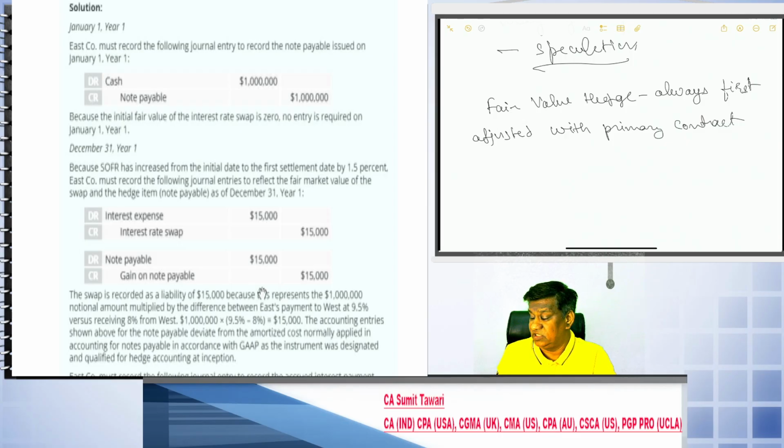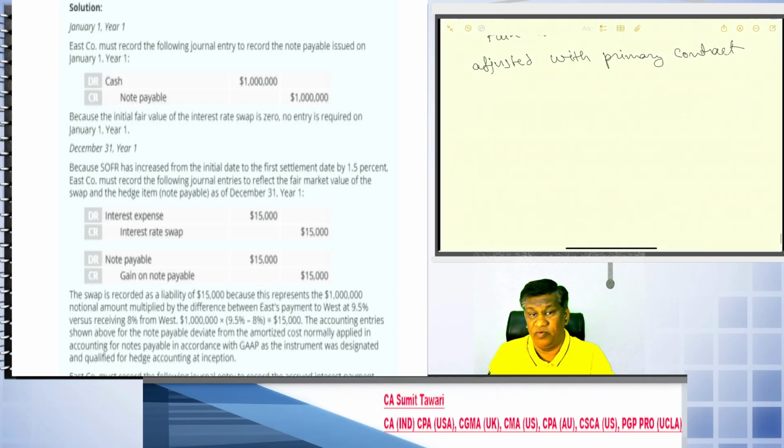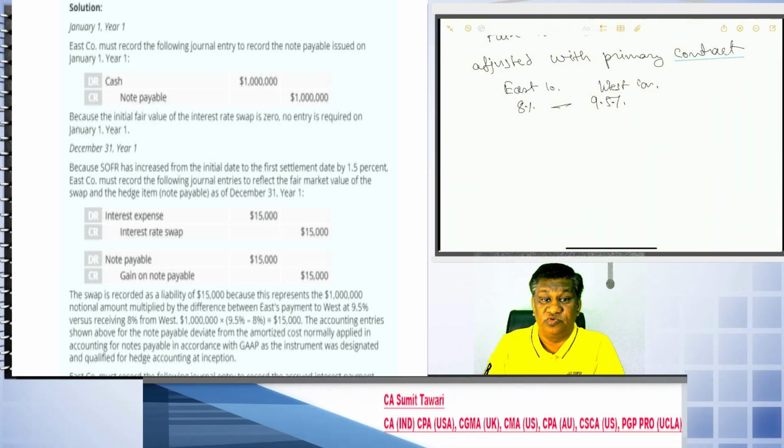Okay, interest expenses is basically whatever expenses arise. So we need to consider, like say for the 8%, and the first year it is 9.5%. So the West Company should bear this one, and the East Company needs to bear this one. Okay, so additional 15,000. The swap is recorded as 15,000 because it represents 1 million multiplied by the difference between the rates.